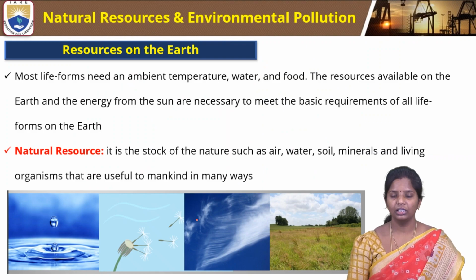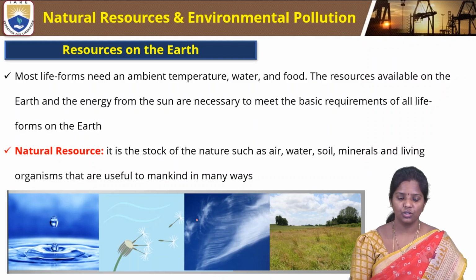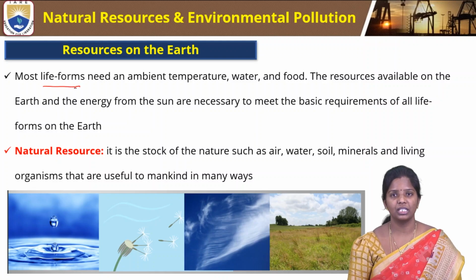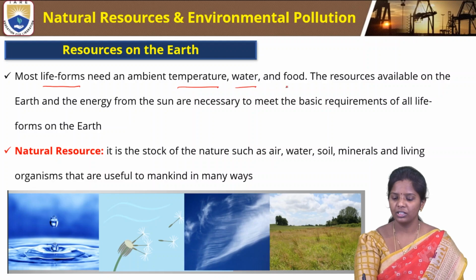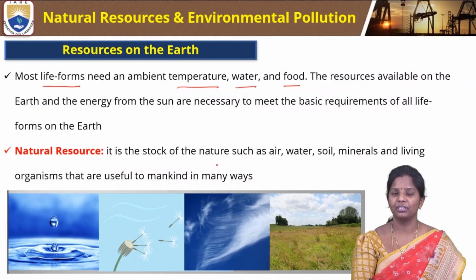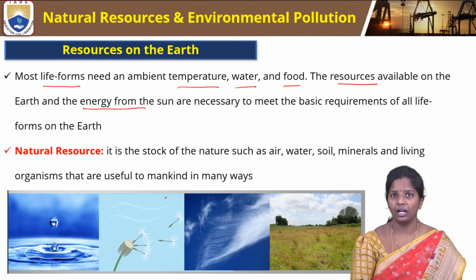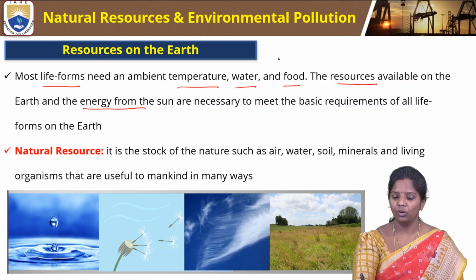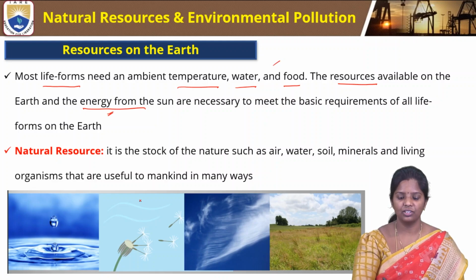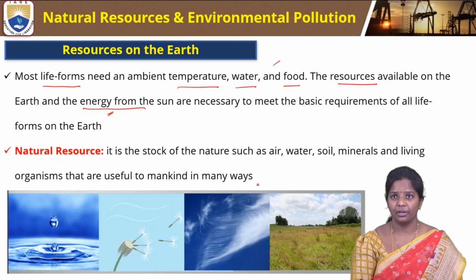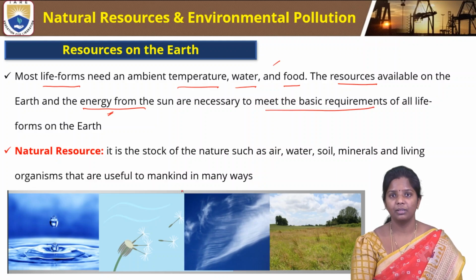So resources on Earth, there are many resources the Earth has already present in nature. Most living forms or the life forms need ambient temperature, water and food. So these are the basic requirements for any living organisms to survive. So the resources available on Earth and energy from sun are utilized. These resources alone are not sufficient, so we also require energy from sun for perfect survival. So that meets the basic requirements to form life on the Earth.